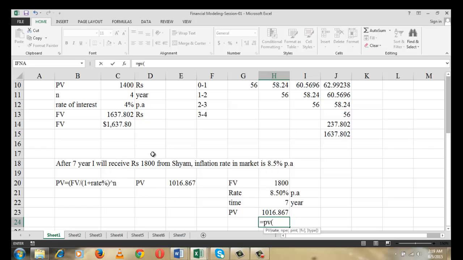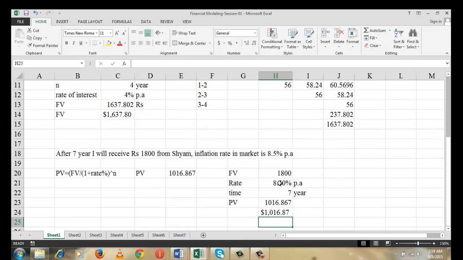PV bracket open, rate is 8.5%, NPER would be 7 years. PMT, there's nothing called PMT, since one time we're talking about depositing or receiving money. Future value, put a negative sign, is 1800. Type is 0. Always we use 0 only. You get 1016.87. So I hope you guys are understanding.